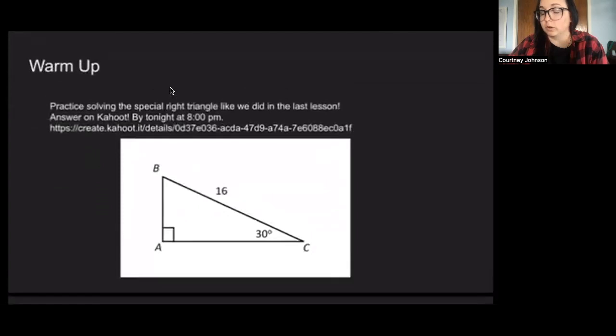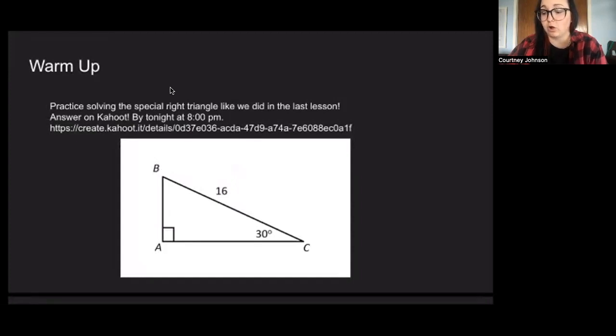We have our warm-up today. I know everybody is so used to doing these warm-ups, they may get a little bit annoying, but I've got the link pasted in there for you. We're going to review practicing solving our special right triangles, just like we did in the last lesson. So you can answer on Kahoot, preferably in your free time in class that we'll have today, but post it by tonight at 8 p.m. if you can't finish in class, okay? It's just this one question.